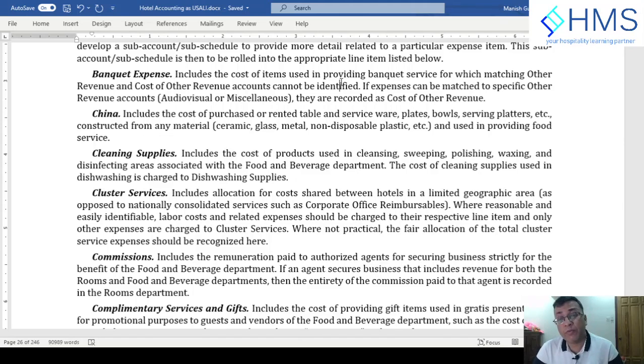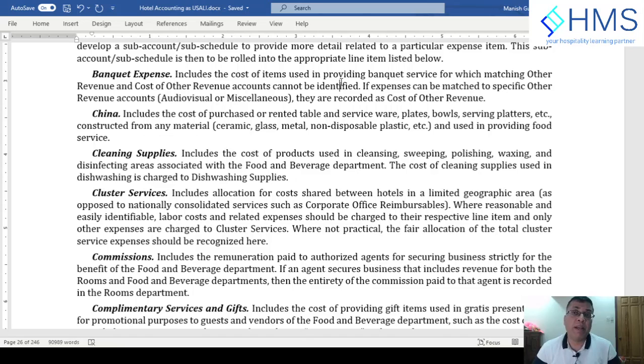So banquet expense would primarily host the cost which is not identifiable to the amount charged from the guest. It's usually the cost of unidentified expenses, the cost of serving or hosting the banquet functions. The cost of transportation, cost of other things are normally charged here. Cost of audiovisual, which you have rented out, cost of decoration which you have charged to the guest.